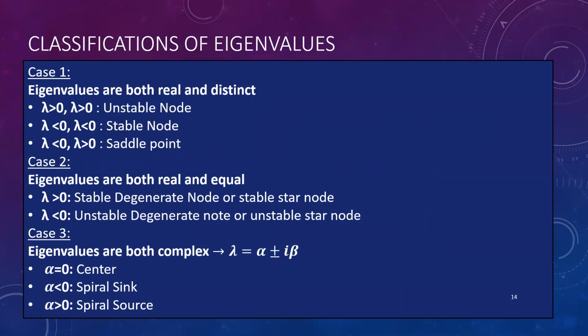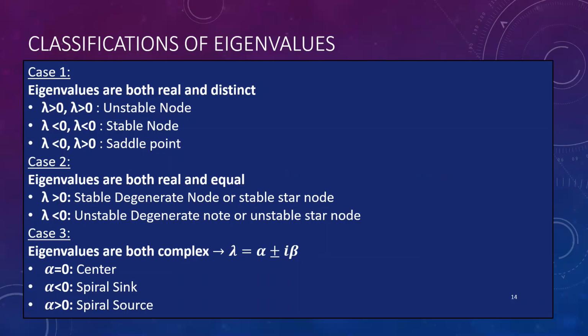Now that we have our eigenvalues, we need to classify them. There are multiple cases that we can use to classify our eigenvalues. In case 1, both eigenvalues are real and distinct. If both eigenvalues are positive, we have an unstable node. If both eigenvalues are negative, we have a stable node. If the eigenvalues have different signs, we have a saddle point.